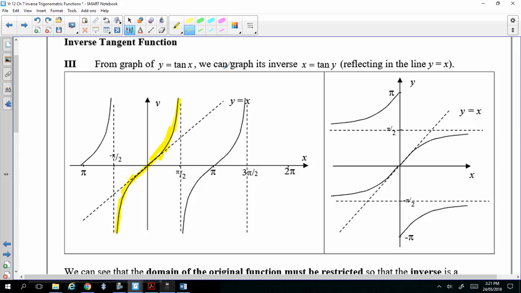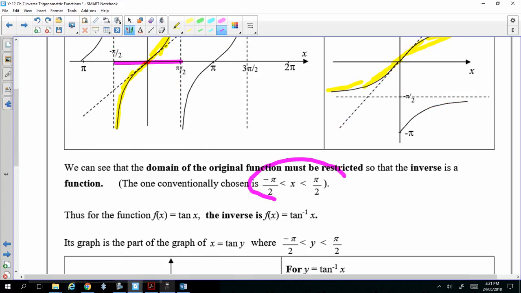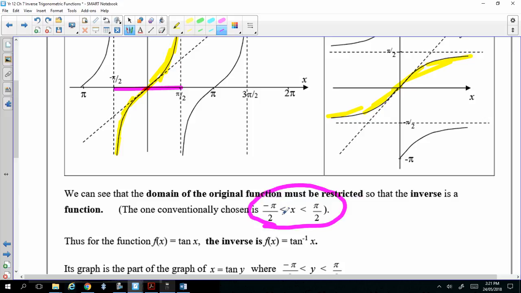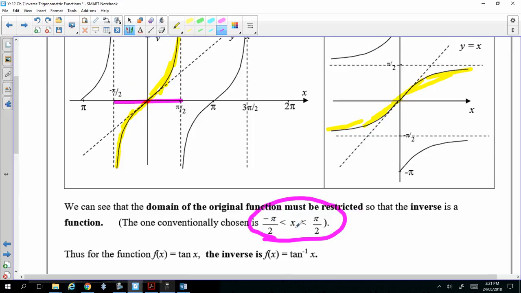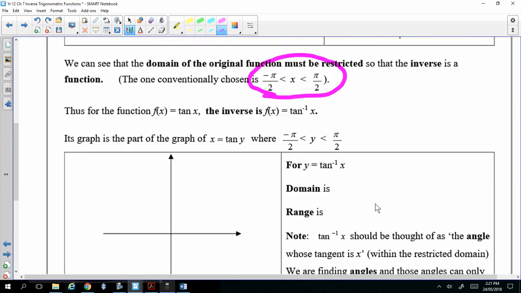So we're going to restrict between negative pi over 2 and pi over 2. But it won't be equal to negative pi over 2 because it's not defined at negative pi over 2. Alright, let's draw this. When we draw this, we're going to write down the domain. The domain is actually all real x, and the range is between negative pi over 2 and pi over 2.